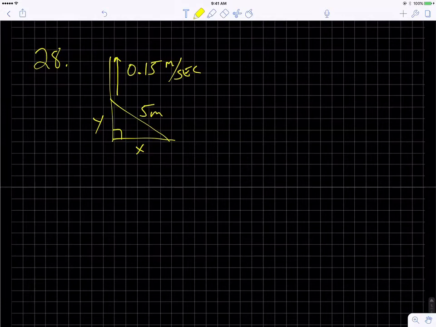Number 28 is a construction worker pulling a rope, pulling a plank up the side of a building with a rope. So as this thing is in motion, X and Y, those distances, those lengths, will be changing, so they get variables. But the plank is always going to be 5 meters. So the worker's pulling the rope upwards, so dy dt is that rate of change.